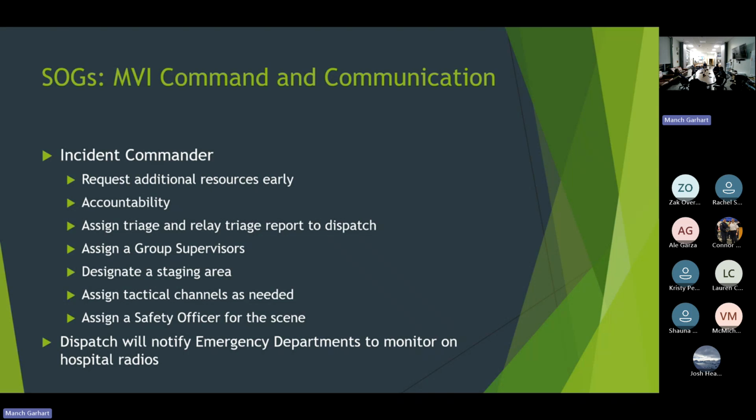Glass might be gone already, which is great. Makes it easier for us to do a quick survey. All those things come into play. So with the group supervisors, though, knowing that we might need to do a secondary triage, they might have extra resources they might need. Designate staging areas.